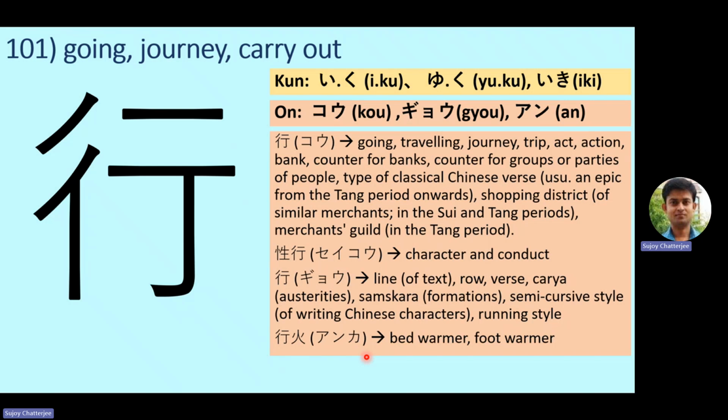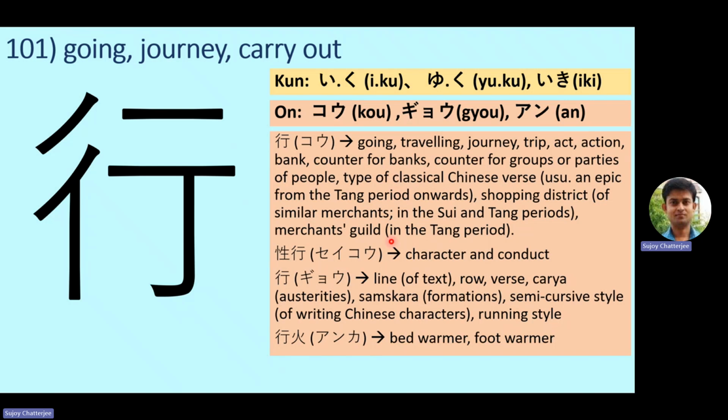Bank, counter for bank. So this can also be used as a counter for banks. Counter for groups or parties of people. Type of classical Chinese verse, usually an epic from the Tang period onwards. Shopping district of similar merchants in the Sui and Tang periods. Merchants Guild in the Tang period. So this is all from the Chinese point of view.